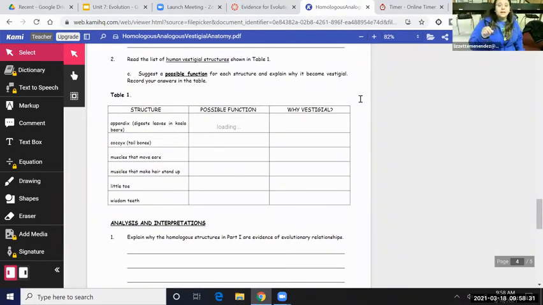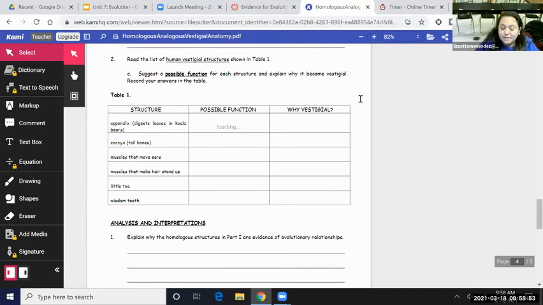For number two, here are some human vestigial structures. So we have things like the appendix, the coccyx, the muscles that move your ears, the muscles that make your hair stand up and give you goosebumps, your little toe, and your wisdom teeth are all considered vestigial structures.